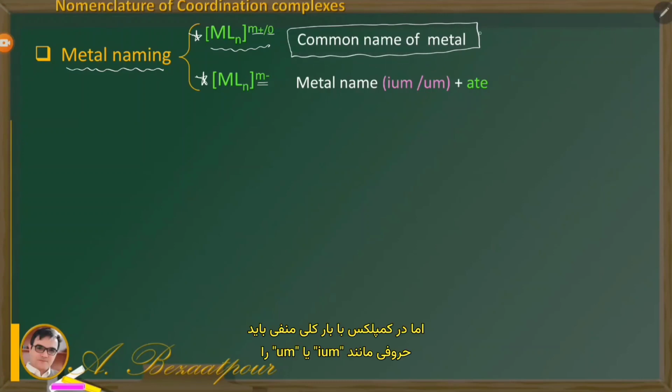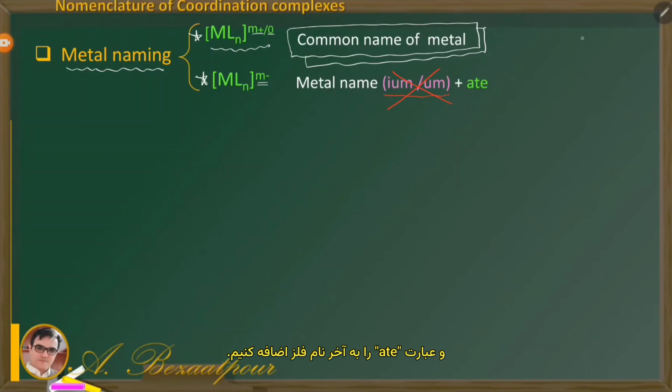But in the complex with overall negative charge, we have to remove letters like IUM or UM from the end of the metal name and add ATE to the end of the metal name. Of course, in some cases, the name of the metal is completely changed. Now we will review examples of them together.